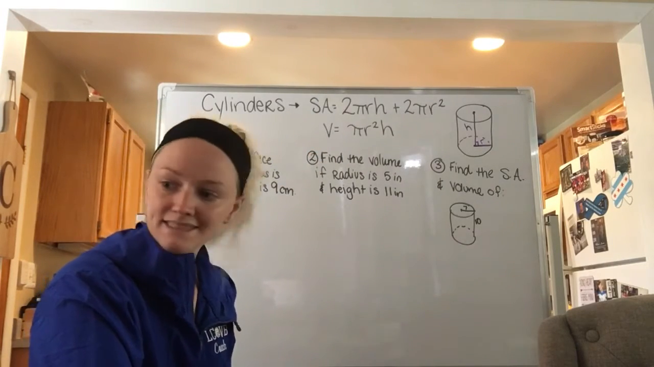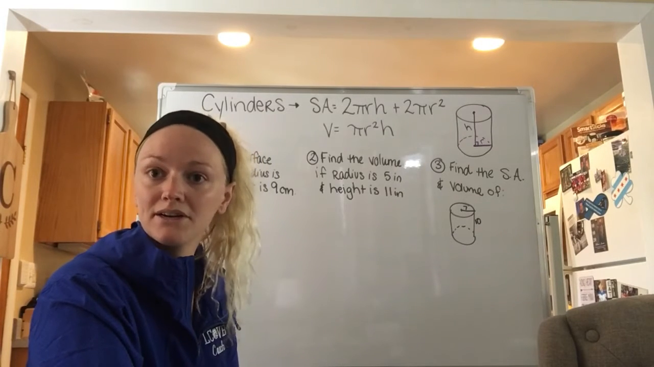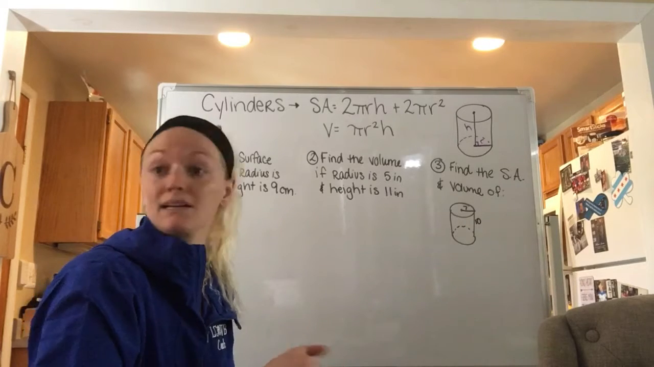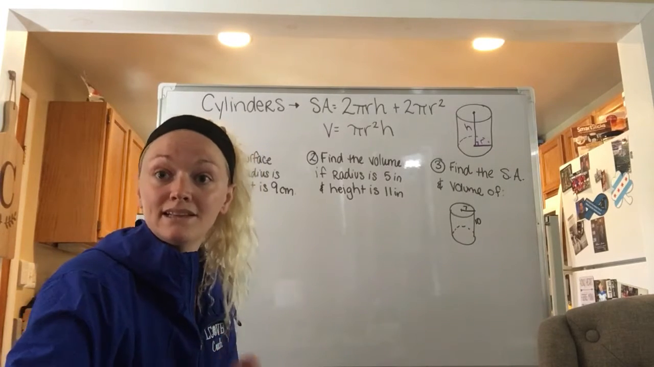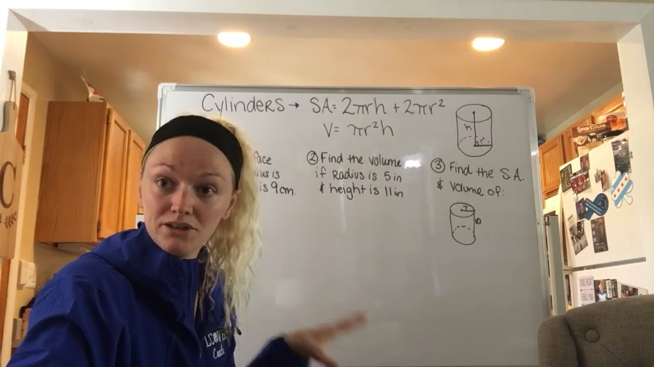Now, a cylinder, that's like a soup can, okay? That's what we're talking about here, all right? Or like a tube, anything like that. Like a spray paint can. That's where we find our cylinders. So I'm going to go through some examples for you, okay?